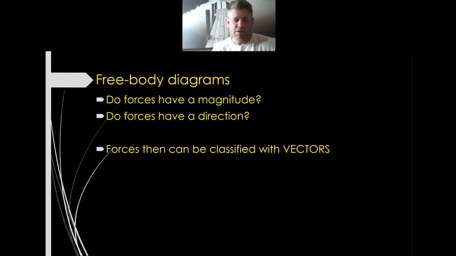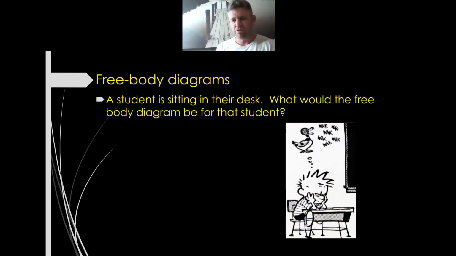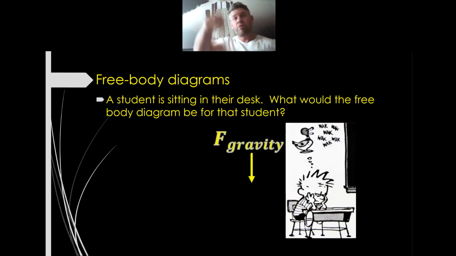All right. So students sitting in their desk, what would the free body diagram be for that student? All right, so we look at this student here sitting in the desk, old Calvin and Hobbes photo, right? One of the basic forces that we're always going to have present here on Earth is that force of gravity, and gravity is working downwards, all right? So then we ask the question, is the student falling? Meaning, is the student accelerating towards the Earth? Is the student accelerating towards the ceiling? Well, none of those answers are true. The student is just sitting there.